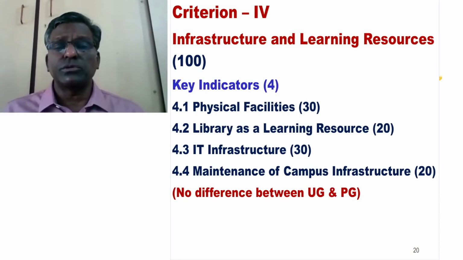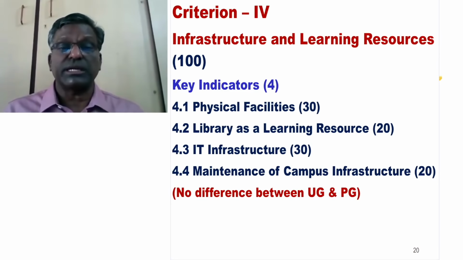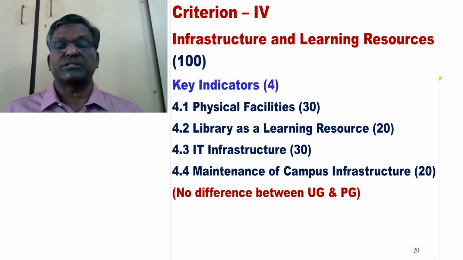So criterion 4 talks of infrastructure and learning resources. The weightage is 100 and there is no difference between the UG institution and the PG institution. It is 100 for each category. There are 4 key indicators: physical facilities like classrooms, staff rooms, playgrounds, then library as a learning resource, IT infrastructure, computers, internet. Then 4.4, maintenance of campus infrastructure. So this is simple and clear. Infrastructure and learning resources, the weightage is 100.